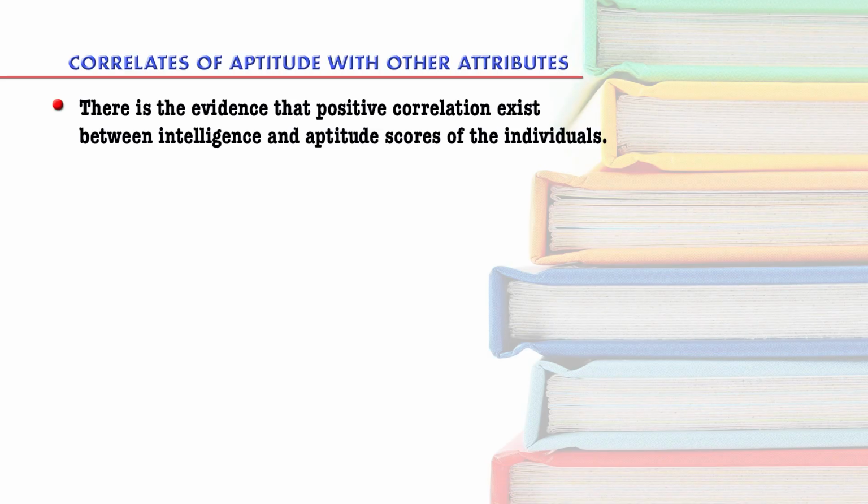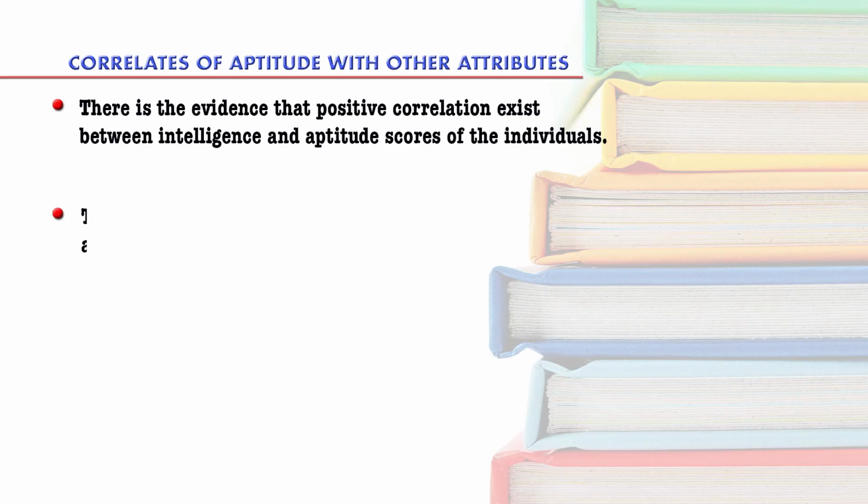Further, aptitude is an attribute here, a variable here, and if I ask you how aptitude works or contributes to other variables, what are the correlates of aptitude with other attributes, try to understand. I can say that there is evidence that a positive correlation exists between intelligence and aptitude scores of the individual. There is research evidence that if you administer two tests upon the same group of students, in a specific content area in the academic field, one is intelligence and the other is aptitude, you will find that the score of intelligence and the score of aptitude are mostly positively correlated with each other.